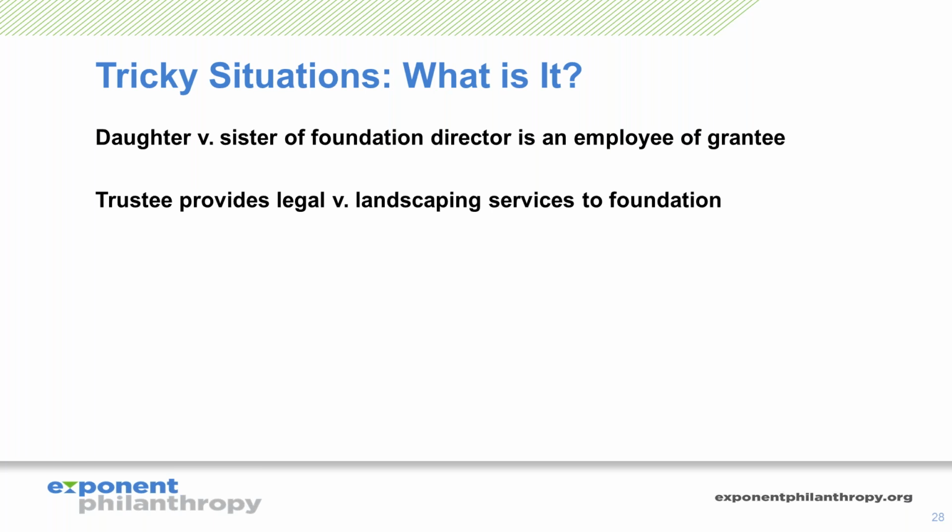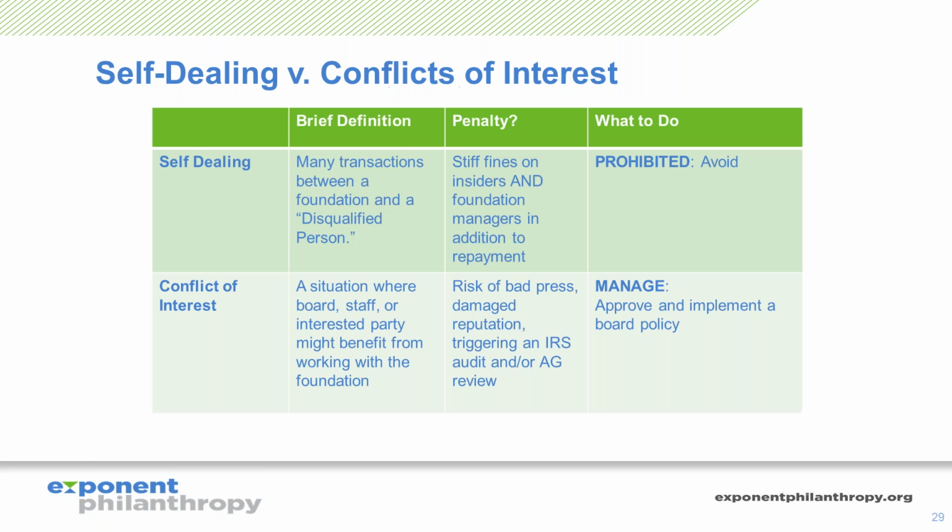The second example: a trustee provides legal versus landscaping services to the foundation. This implicates the definition of personal services. Legal services fall within personal services, and that's appropriate under the self-dealing rules. Landscaping services do not fall within the definition of personal services. That would be self-dealing, and you wouldn't be able to do it.